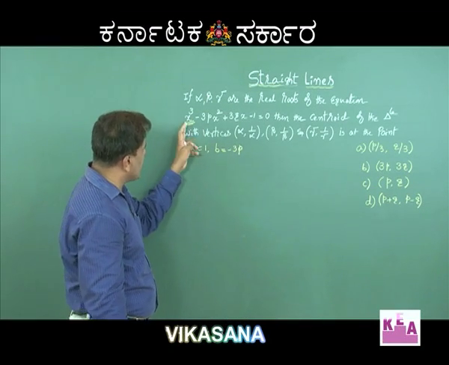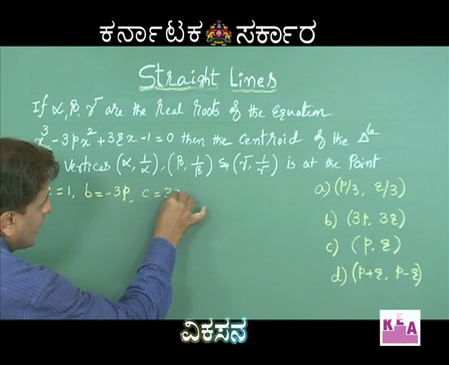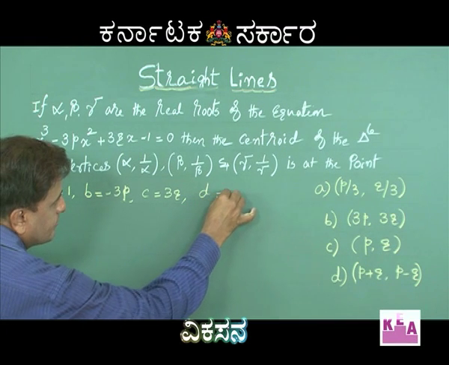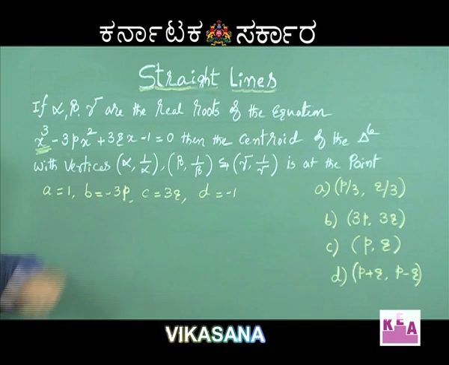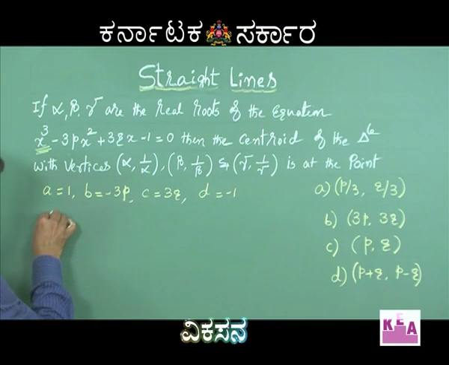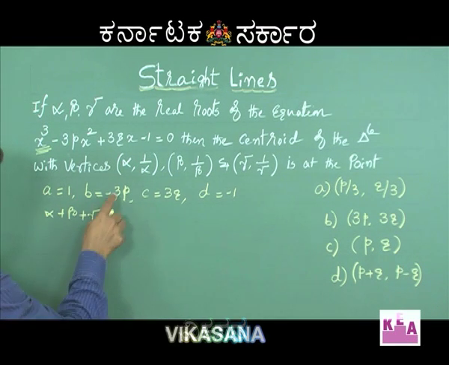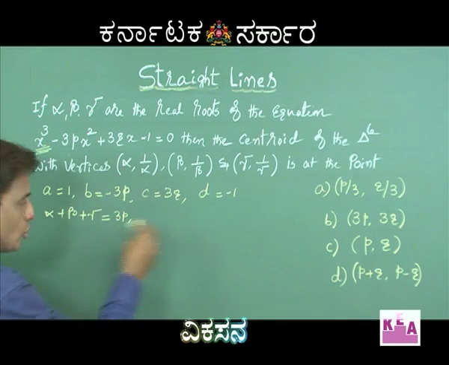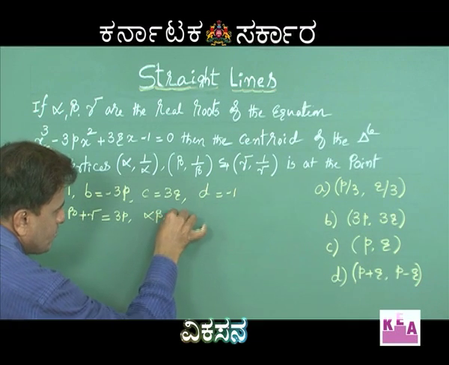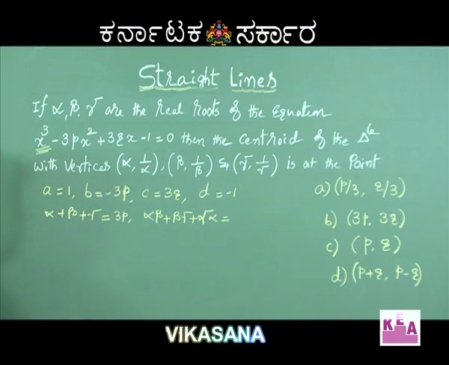So in the given equation a, b, c, d: c is equal to 3q and d is equal to minus 1. Once again, a is equal to 1, b is equal to minus 3p, c is equal to 3q. The sum of the roots, alpha plus beta plus gamma, is equal to minus b by a, as you know the formula. Minus b by a means minus (minus 3p) by 1, therefore it is 3p. The sum of the product of two roots taken at a time, alpha beta plus beta gamma plus gamma alpha, is equal to c by a.